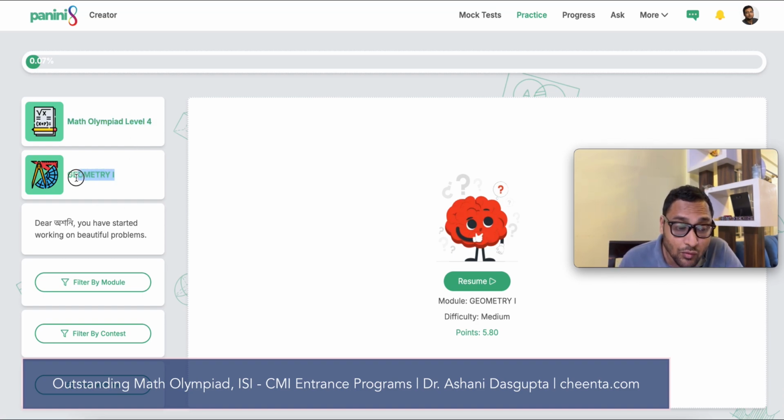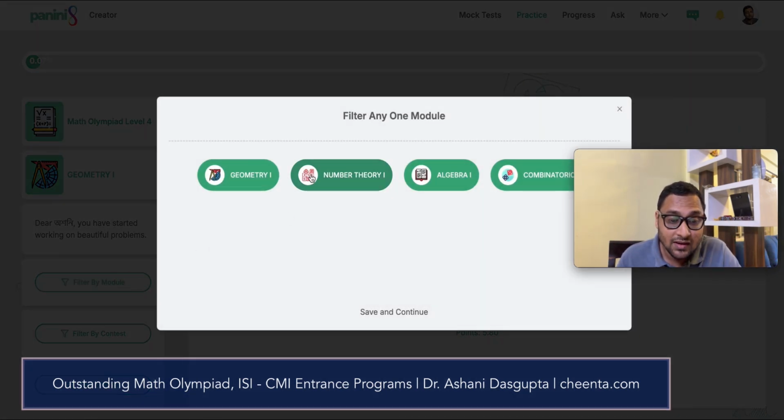It has several modules in it. You could actually filter by modules and try only one type of problem. For example, this particular stream or goal has 4 modules: geometry, number theory, algebra, and combinatorics. So you can actually select any one of them and just practice those problems.